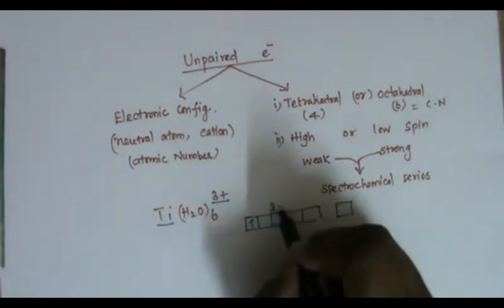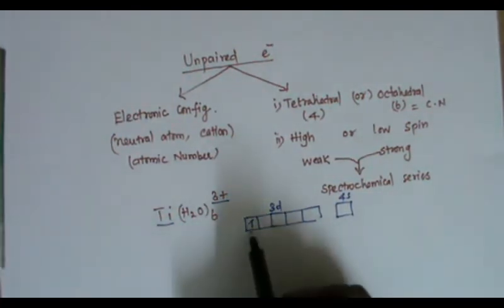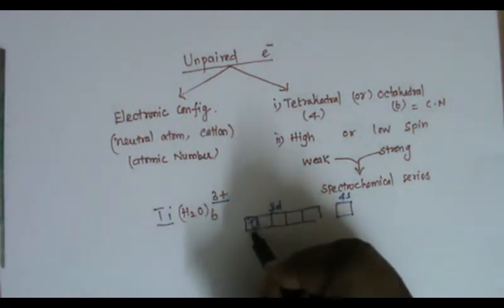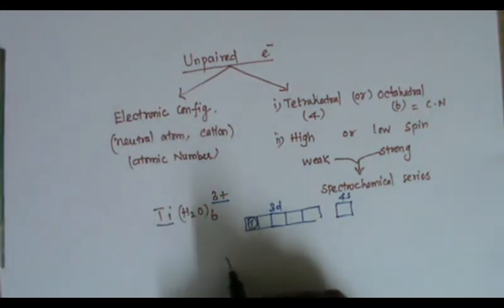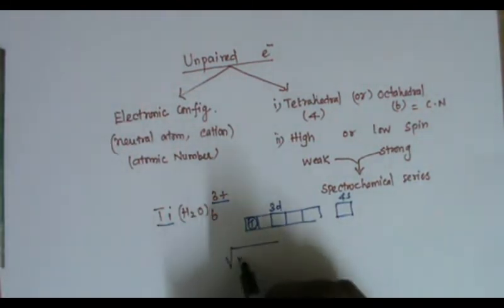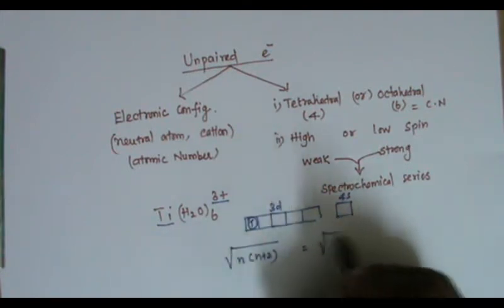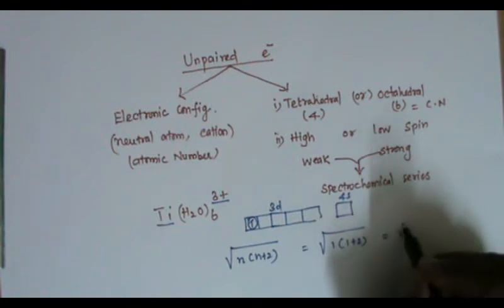So this is 3d and 4s. It is very simple for me since it is only 1 electron. So there is only one unpaired electron in this. So I have to substitute in the formula, that is square root of n into n plus 2. What I get is 1 into 1 plus 2, that is 3.